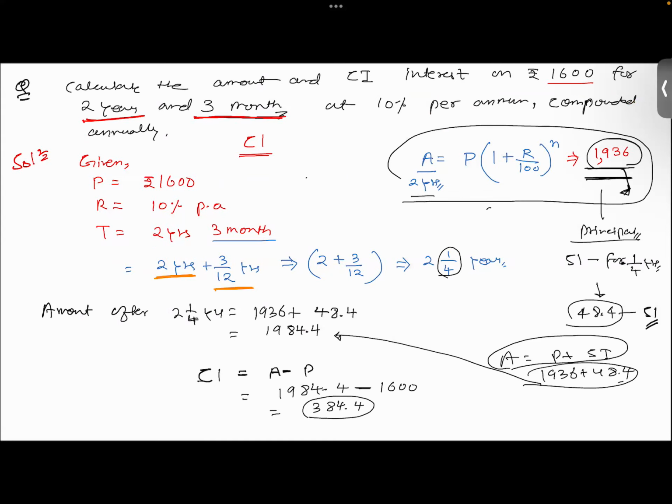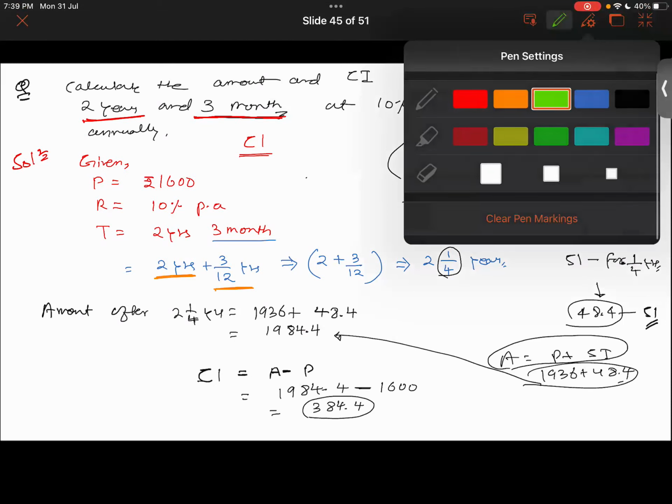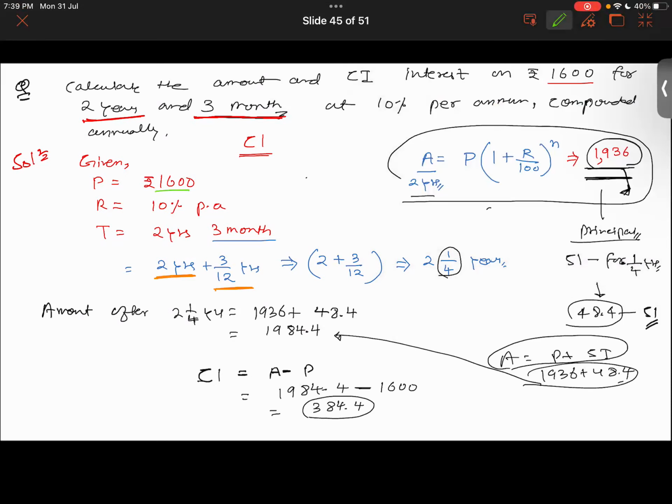So what we did in the question, just pay attention to the steps. First we wrote whatever was given in the question. Then our step was that we first found the amount for the 2 years using the formula. We know that, right? And whatever value came here, 1936, we treated it as principal. Using this principal, we found simple interest for the remaining 3 months. Getting it, guys?